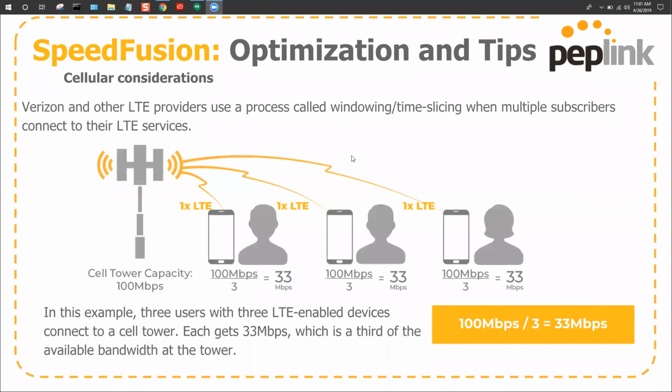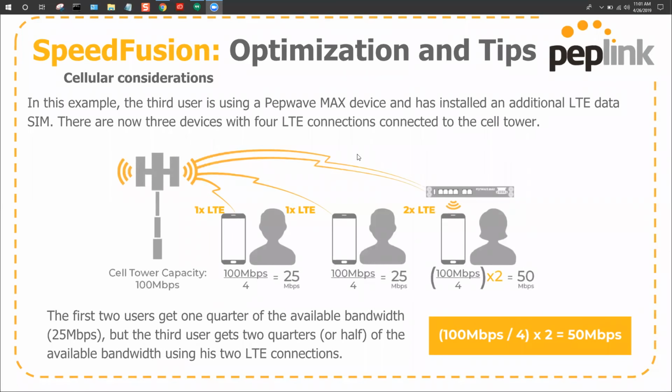And then finally, with cellular considerations, we talked a little bit about data slicing or windowing. That's when multiple hits are going up to the tower at any given moment. The example here, we have 3 hitting the tower, and each of them is getting 33.33 megs out of the mix. However, if one of our people is going through one of our Max mobile devices and has installed an additional SIM, as you can see, each of those modems is hitting the tower, and they will get, in effect, double out of the mix. 100 by 4 by 2 gives them that 50. So again, forewarned is forearmed, and make sure that you are planning to take best advantage of the internet connections that you have in play, regardless of the delivery method, to get the best use out of SpeedFusion.